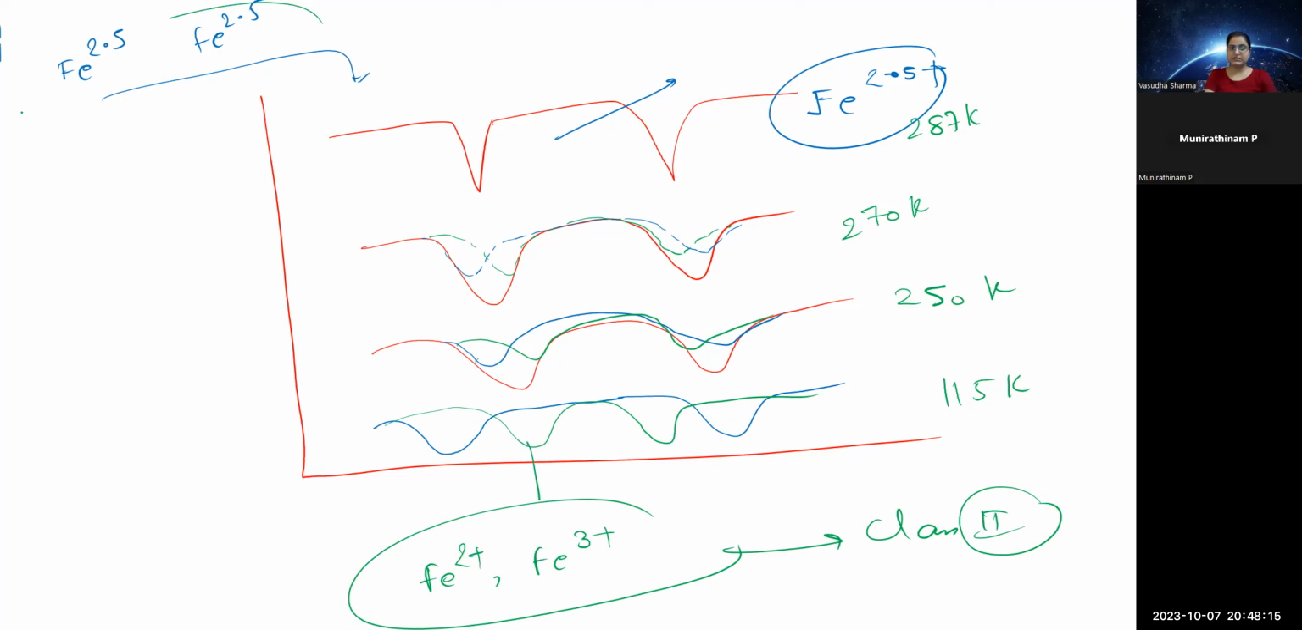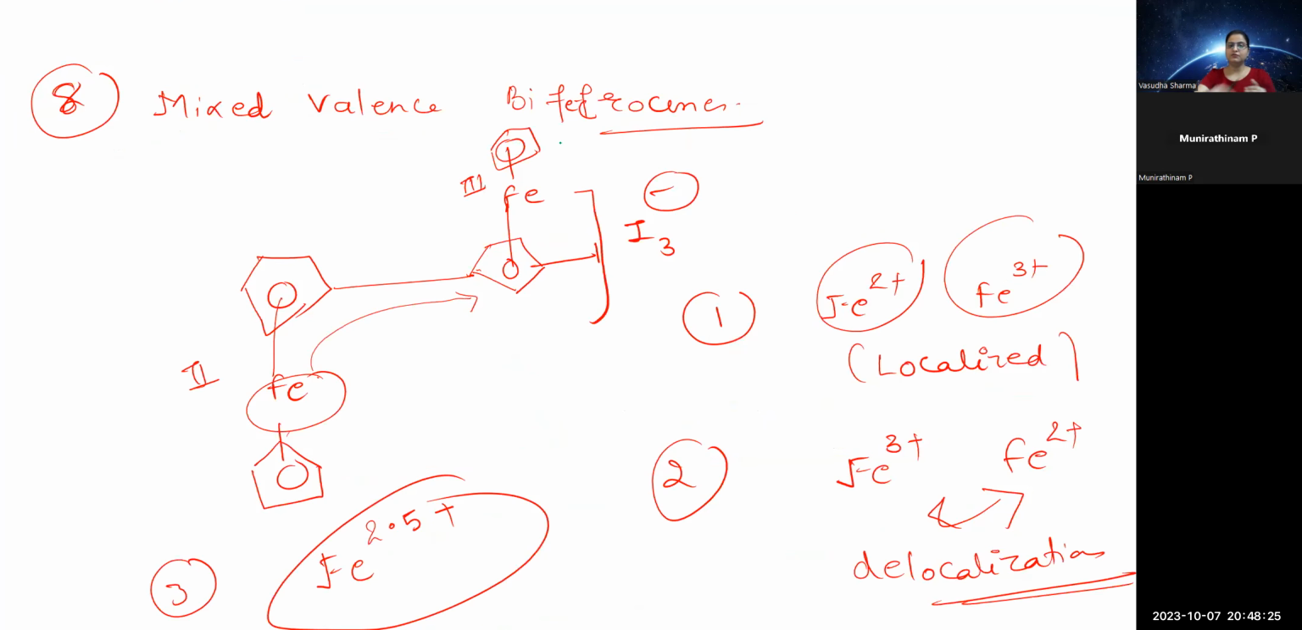But if there is a case when both irons are having just the +2.5 oxidation state, that will give you only 2 peaks. So that kind of signature comes from the Mössbauer spectra. And therefore, from these mixed valence biferrocenes, we get to know which possibility is there. If both of them are localized, that time also we can get to know about the splitting of it, but it depends upon the temperature.